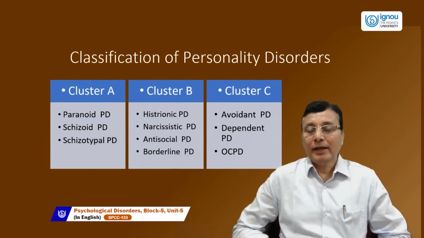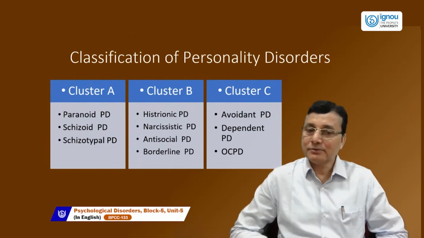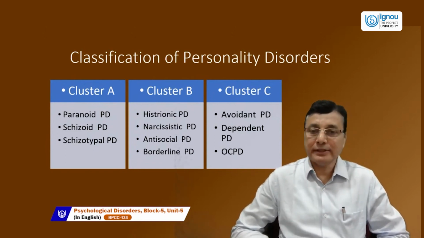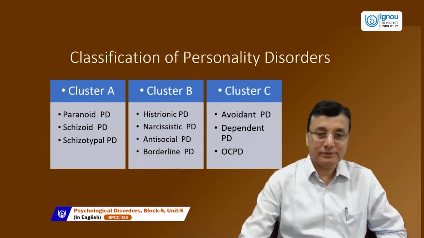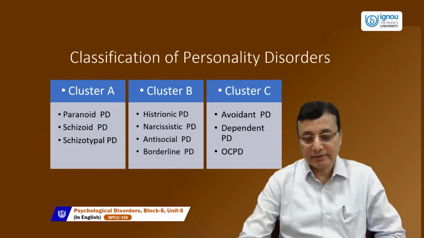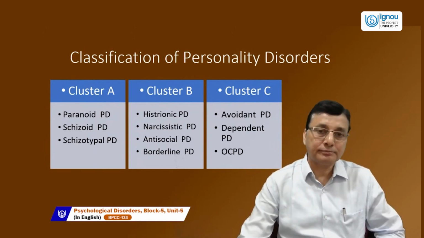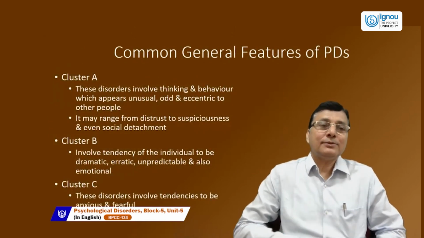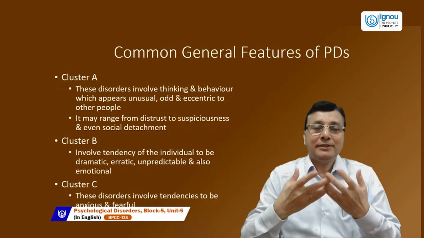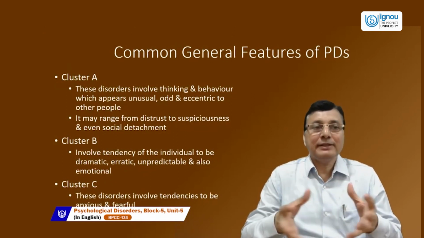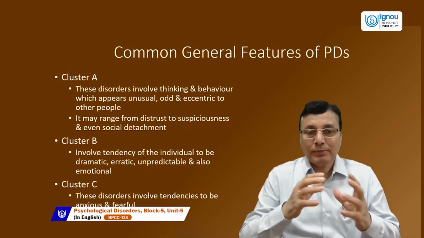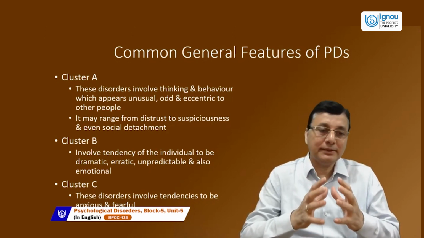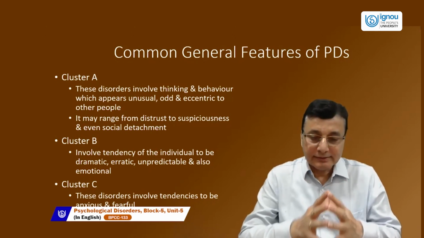In cluster C, avoidant personality disorder, earlier called anxious avoidant personality disorder, then dependent personality disorder, and obsessive-compulsive personality disorder, earlier called anankastic personality disorder. So why are all these personality disorders, though they are heterogeneous, put into this category of personality disorder? Because they have something common in their symptoms.